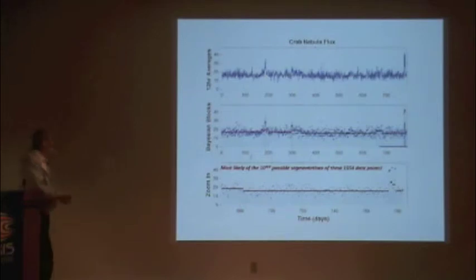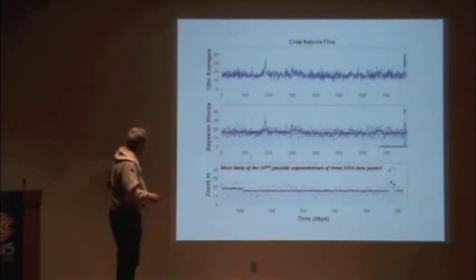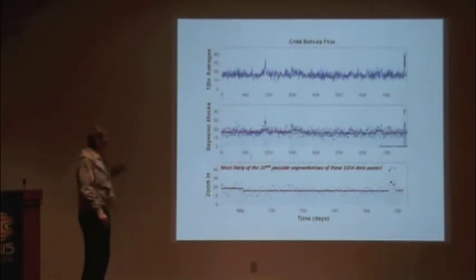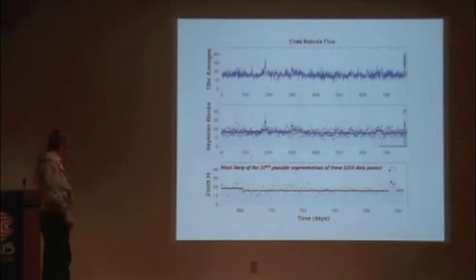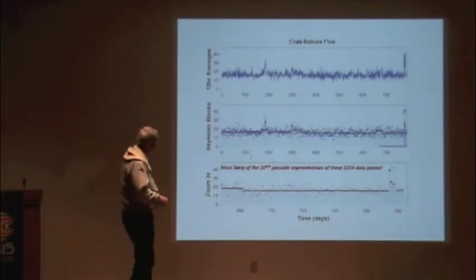Here's another example. I won't go into detail. This is the fascinating discovery by the Fermi telescope at the Crab Nebula. The Crab Nebula itself is flaring in gamma rays, and these large flares were analyzed with Bayesian blocks.